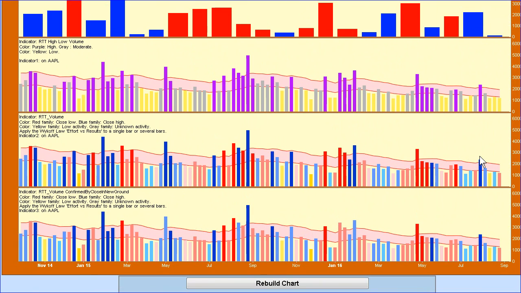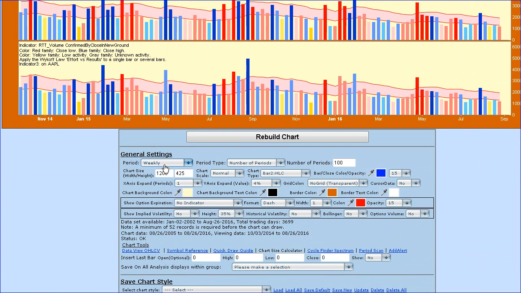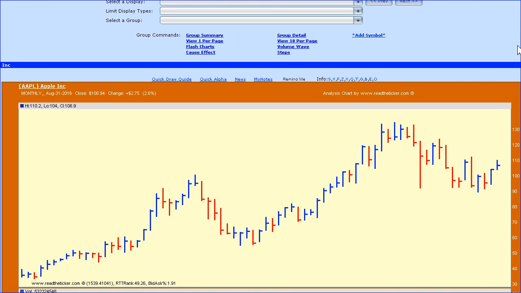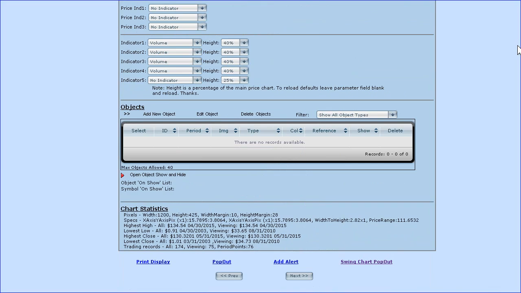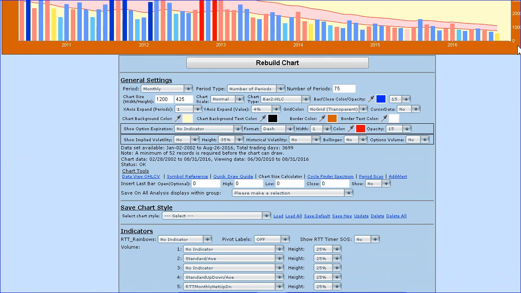So at the end of the day, the reason why this stat's quite interesting, if I just change this to a monthly chart, is because the higher you go up, the better signals you get with the RTT volume confirmed. So here's the Apple chart with a monthly volume. I just want to show off the last two. Where are we? Okay.